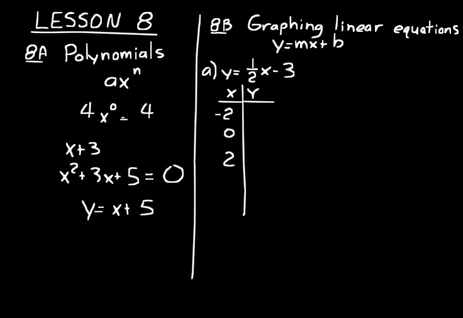So if I put a -2 into that equation, I'd have y equals 1/2 times -2 minus 3, which would give me -1 minus 3 is -4. Then I would have y equals 1/2 times 0 is 0 minus 3, which would be just a -3. Then y equals 1/2 times 2, which is just 1 minus 3 is a -2. So now I have those three ordered pairs. A line is defined by 2 points at least. We have 3 points, so we know we can find out where this line is.